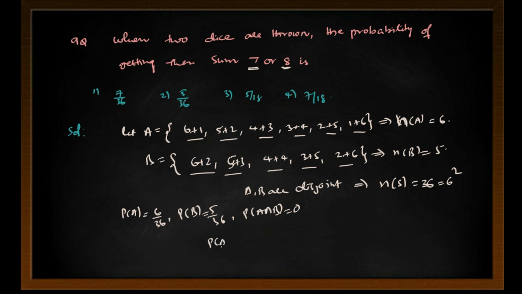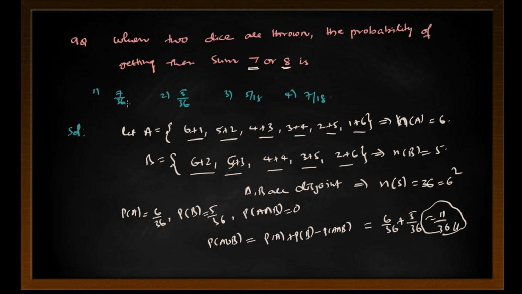Now according to the addition theorem, we have to find the value of P of A union B, the sum 7 or 8, which is P of A plus P of B minus P of A intersection B. So P of A is 6 by 36 and P of B is 5 by 36, that is 11 by 36. So the probability of getting the sum 7 or 8 when two dice are rolled is 11 by 36, the first option.